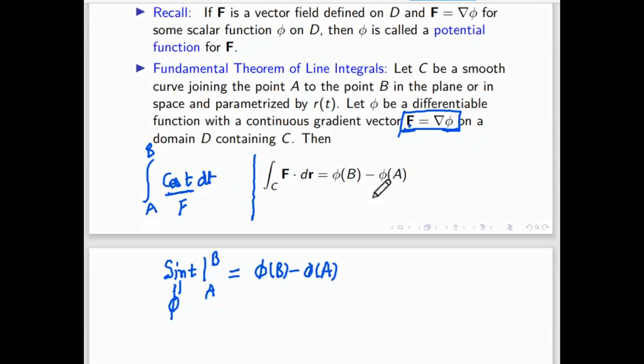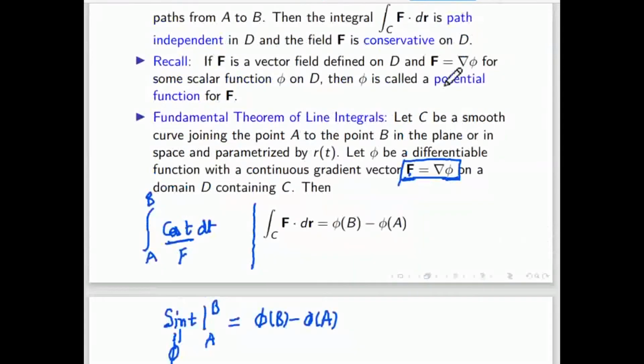F is given, like suppose the question is to find this integration. That means you have to calculate this phi. Once you know this phi, apply the limit, and you will get the answer. Like the integration of cos t is sin t. First you know this integration is sin t, then we can apply the limit. So here also the integration is phi, this phi function, and that is the potential function, if F equals grad phi. So we'll see how to find this integration.